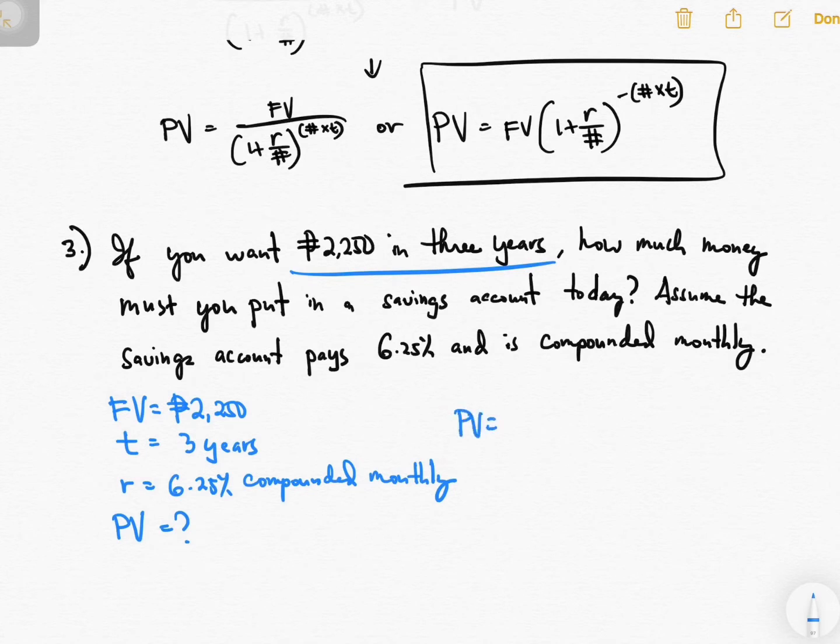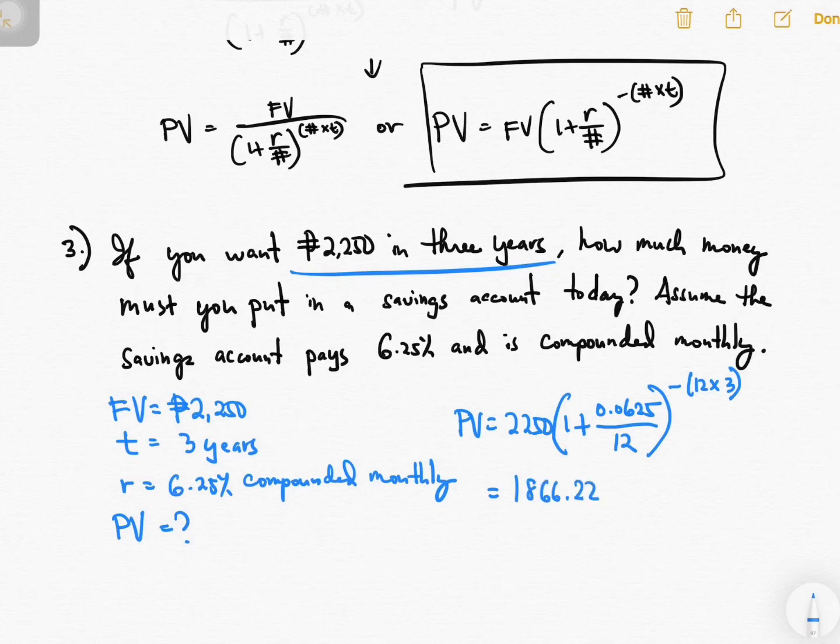Present value equals, write the future value, 2,250. Then 1 plus, write the rate, 0.0625, which is also 6.25%, divided by 12. Because if the interest is compounded monthly, you compute the interest 12 times a year, raised to negative 12 times number of years, 3. The answer here is 1,866.22. And that's how you use the present value single sum formula.